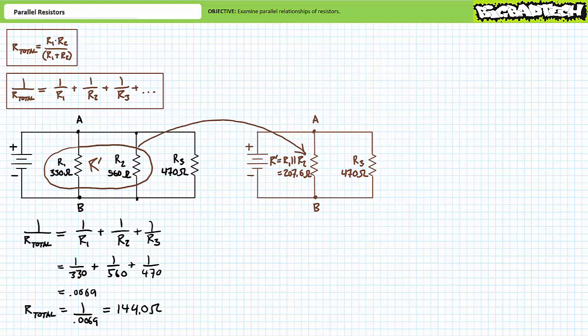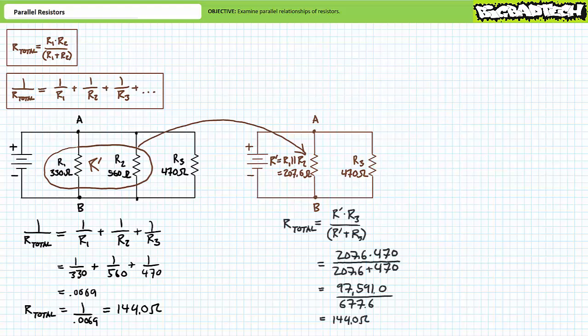Recall that the parallel combination of R1, the 330 ohm resistor, and R2, the 560 ohm resistor, yielded a total resistance of roughly 207.6 ohms. We can use this fact and visualize this circuit as a parallel combination of R1 and R2, a simplification I'm calling R single prime, in parallel with R3. This is a perfect setup for the 2 resistor formula. R single prime in parallel with R3 yields a total resistance of roughly 144 ohms as previously.